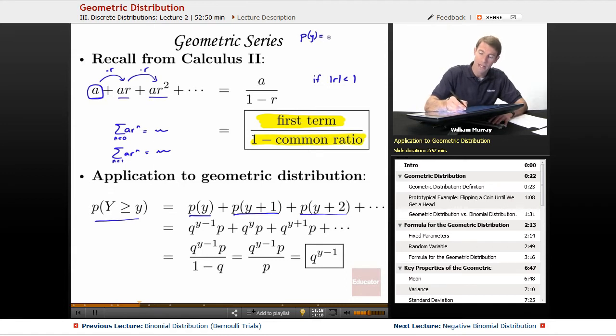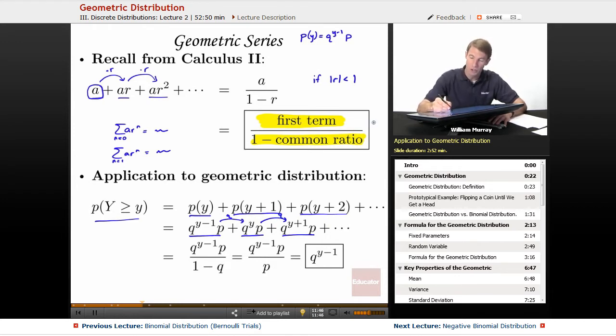P of y is equal to q to the y minus 1 times p. And so I filled that in for p of y. And then for p of y plus 1, I just incremented the exponent by 1. So it's q to the y minus 1 times p, and then q to the y times p, and so on. That's a geometric series. What we're doing each time is we're multiplying each term by q. So we've got a geometric series.